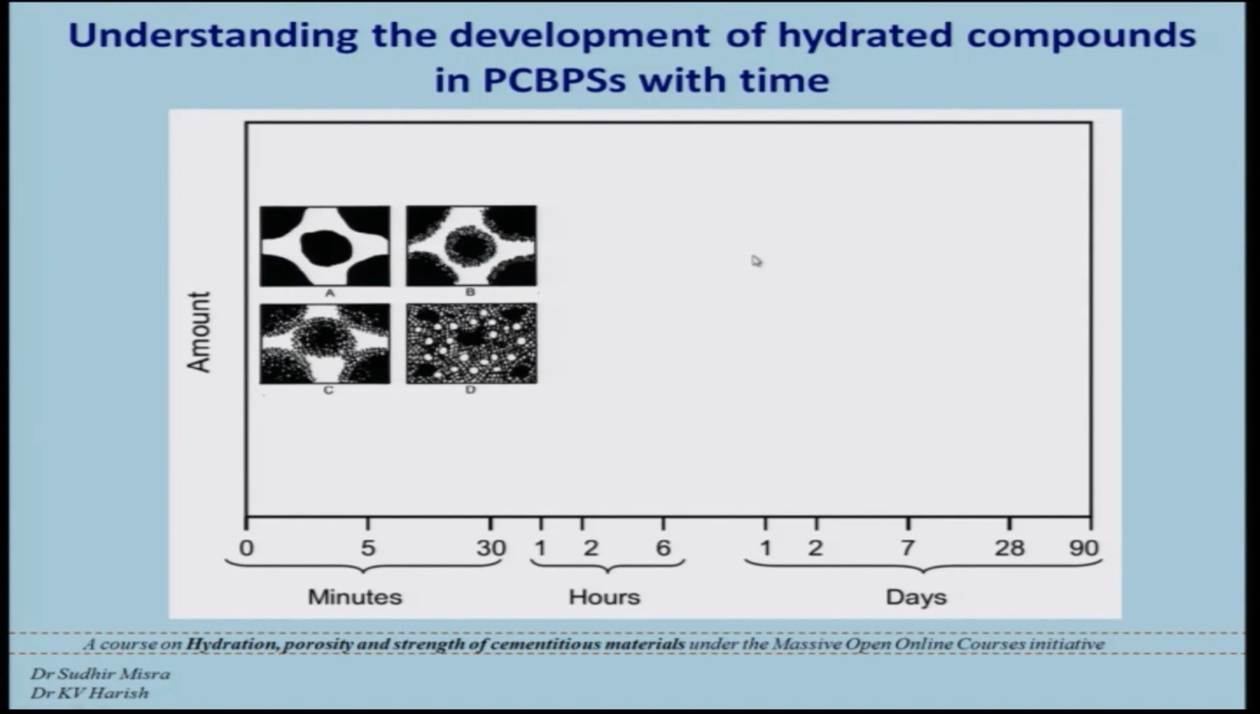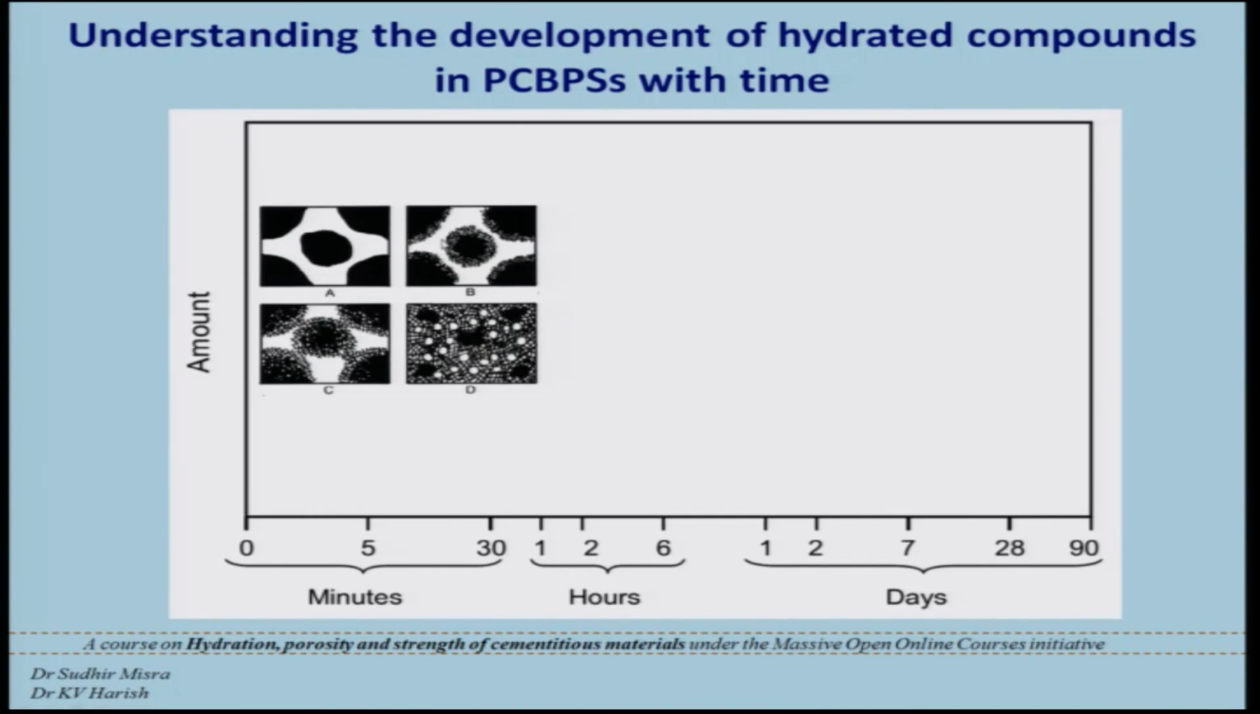Now, what we have seen in the previous lecture is that you have individual compounds that are formed, and if you recall, you can remember this slide where you have 4 different stages. The A stage is when water is just added to cement. You can see that the white color spots denote water, and the black color spots denote cement grains.